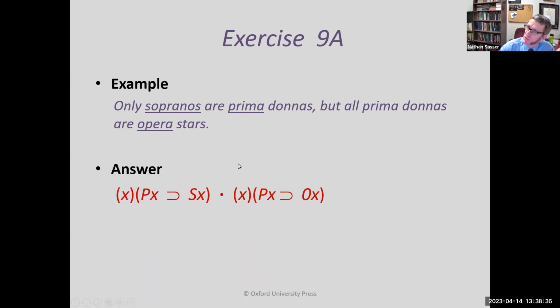And then we've got this conjunction, but, and that, remember, we represent by a dot, and then we've got another universally quantified statement. All prima donnas are opera stars. That is, for all x, if x is a P, a prima donna, then it's an O, an opera star. So we had a conjunction of two distinct universally quantified statements. We'll get plenty more practice doing these. Let's take a break now.